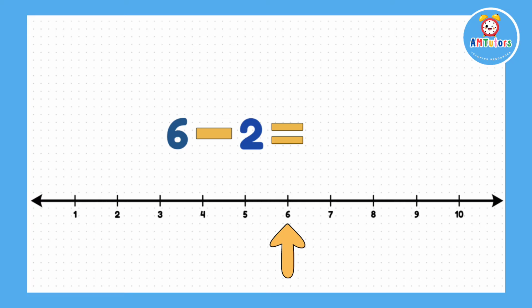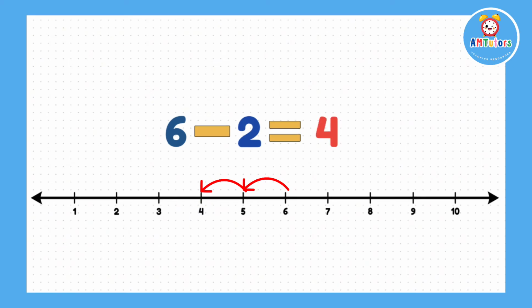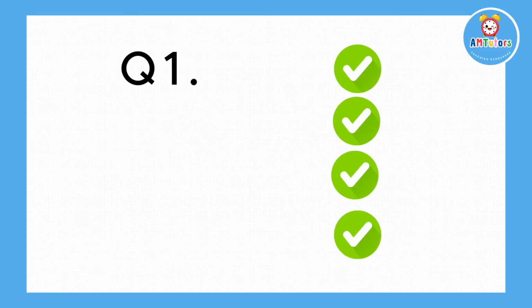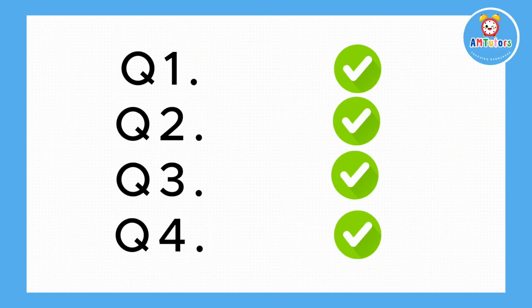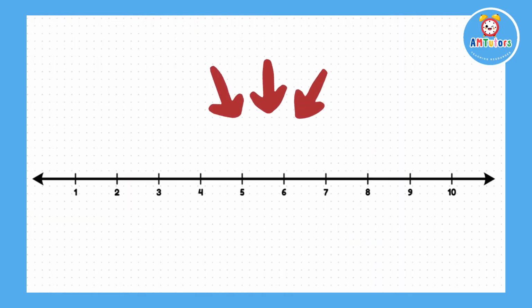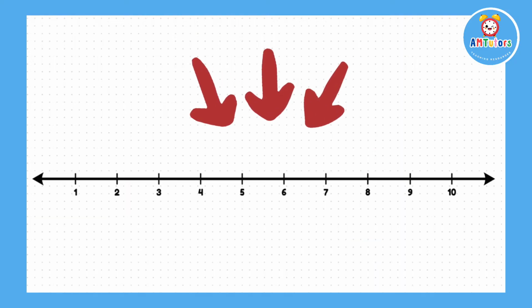Because we are subtracting 2, we're going to move 2 spaces to the left. 1, 2. We've landed on the number 4. This means 6 subtract 2 equals 4. Here are 4 questions for you to try on your own. Remember, if you get stuck, you can use the number line on the screen to help you.